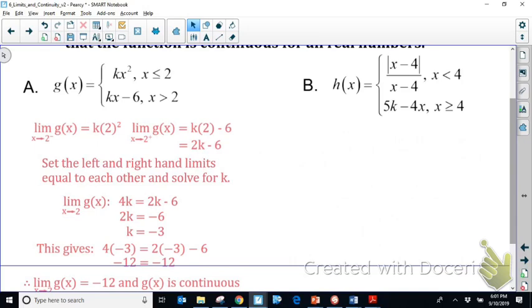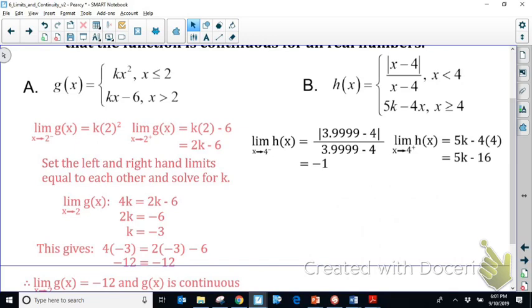Very similar to what I did on the last example, I'm going to take the left-hand limit, which goes to the top part of our piecewise. I'm going to evaluate it, and that approaches negative 1 when I simplify everything there. Then I'm going to look at the limit from the right-hand side and substitute the 4 in for the x, and I'm going to wind up with the expression 5k minus 16.